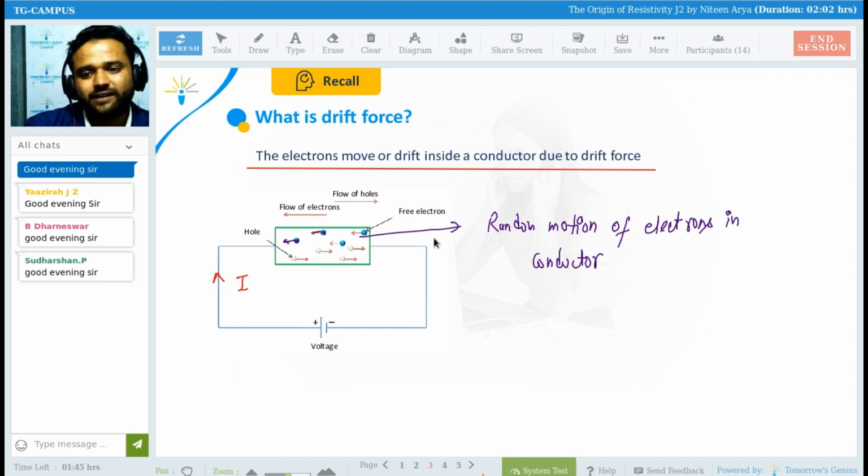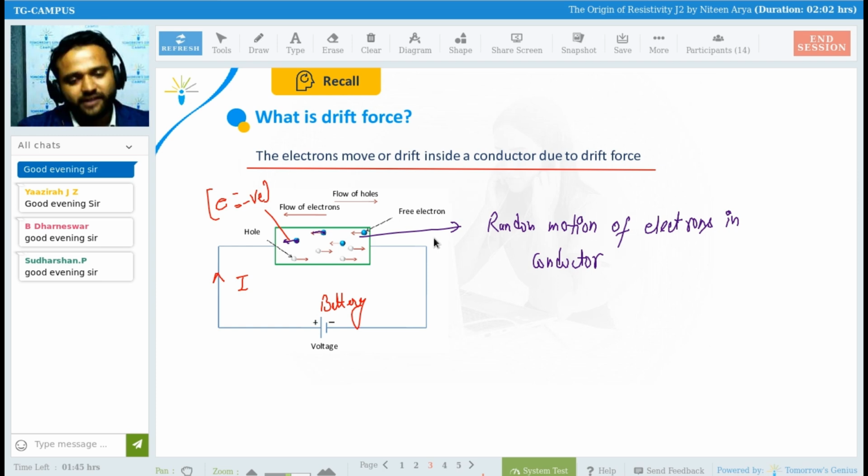So the electrons move or drift inside a conductor due to drift force. What is the meaning of this? The moment we apply this particular voltage or battery, the electrons are drifting, attracted towards the positive terminal of the battery or cell, because electrons are negatively charged. This particular force with which they are attracted towards the positive terminal of a battery is known as drift force. Is this clear, everyone? Is it clear what drift force is?